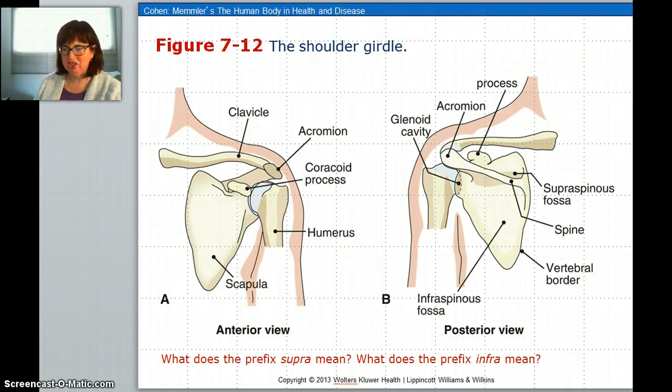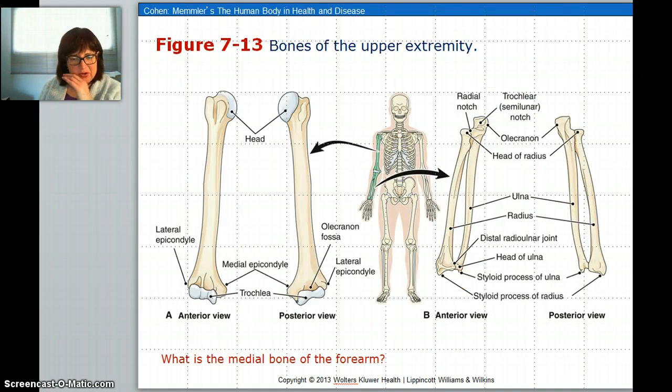When I left you, we had just finished looking at the shoulder girdle. Please pay attention to what articulates with what. Then we talked about the arm, and here we have an example of a head. This is the head that goes into the shoulder joint, or the ball of the ball and socket joint.